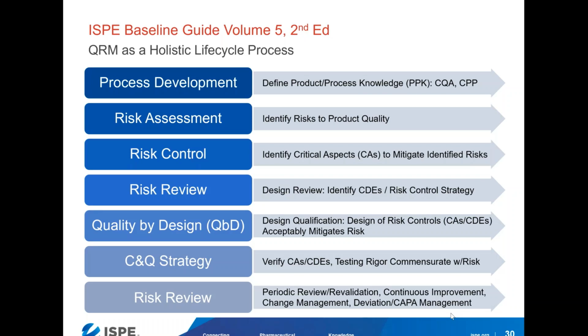We can review the process performance with respect to critical process parameters and critical quality attributes. We can use continuous improvement to identify design changes that can improve performance of CQAs and delivery of CPPs. We can differentiate change management based on risk to product quality, allowing engineering change management to manage changes that do not impact critical aspects or critical design elements, and then in deviation and in CAPA management as well.